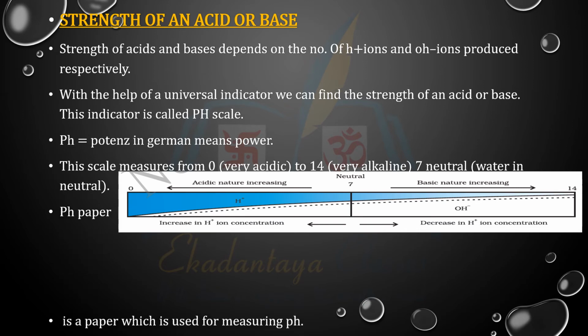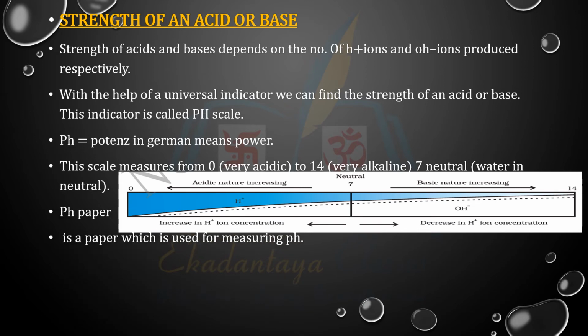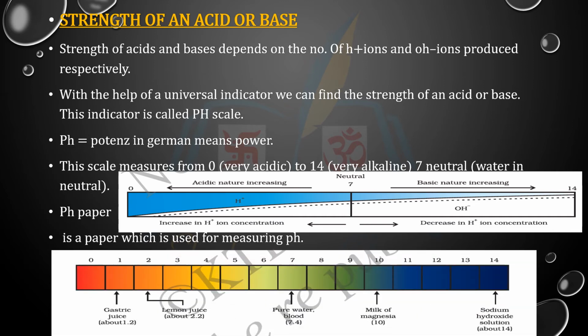pH paper is a paper used for measuring pH. This is a pH paper. Here are some examples. Gastric juice is about 1.2 and lemon juice is about 2.2. Pure water is 7, and blood is 7.4. Milk of magnesia is 10. Sodium hydroxide solution is about 14.